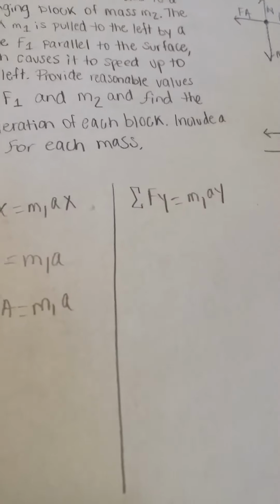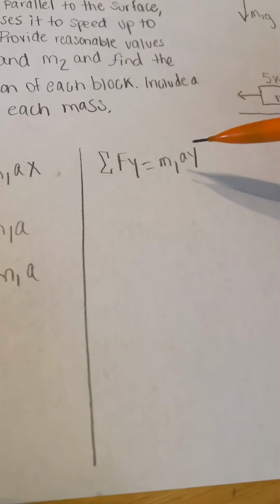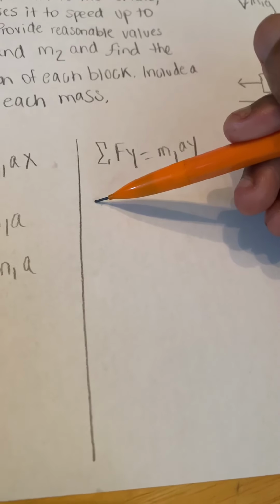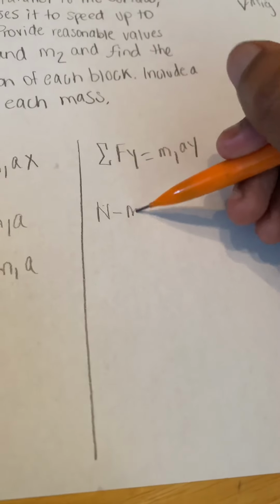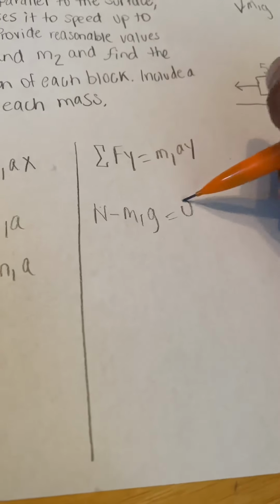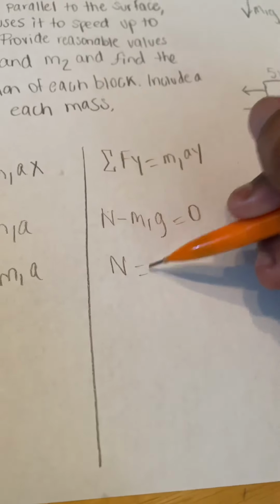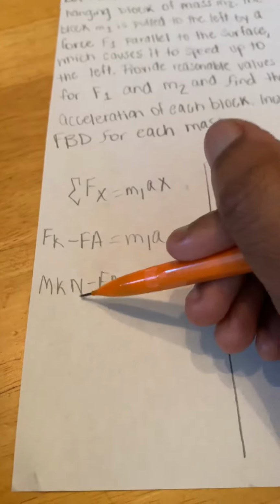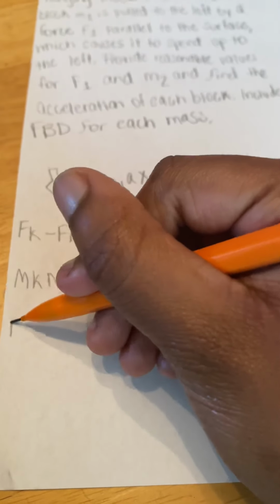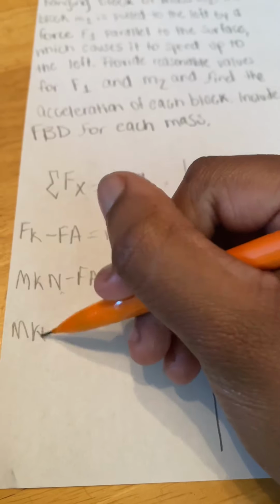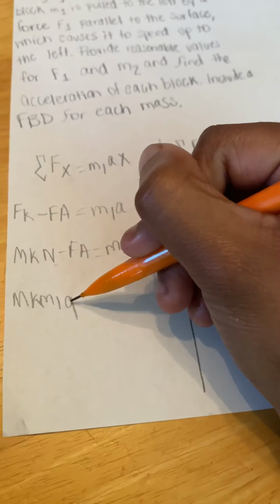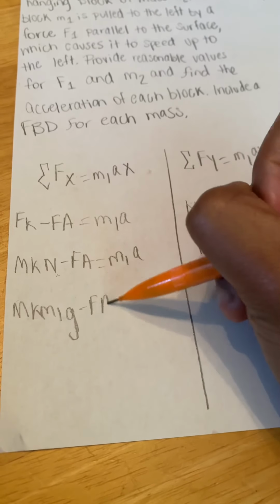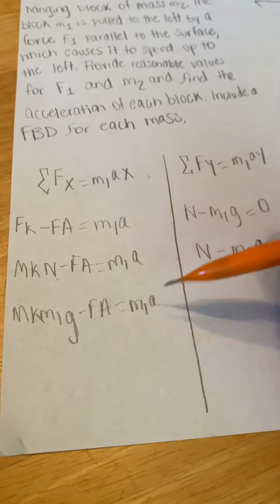So now looking on the y side, the sum of Fy equals may, so that will be N minus M1g equals 0. So ultimately, N just equals M1g. So you can plug this value of N into the x equation, and so that will be mu_k M1g, since N equals M1g, minus Fa equals M1a.